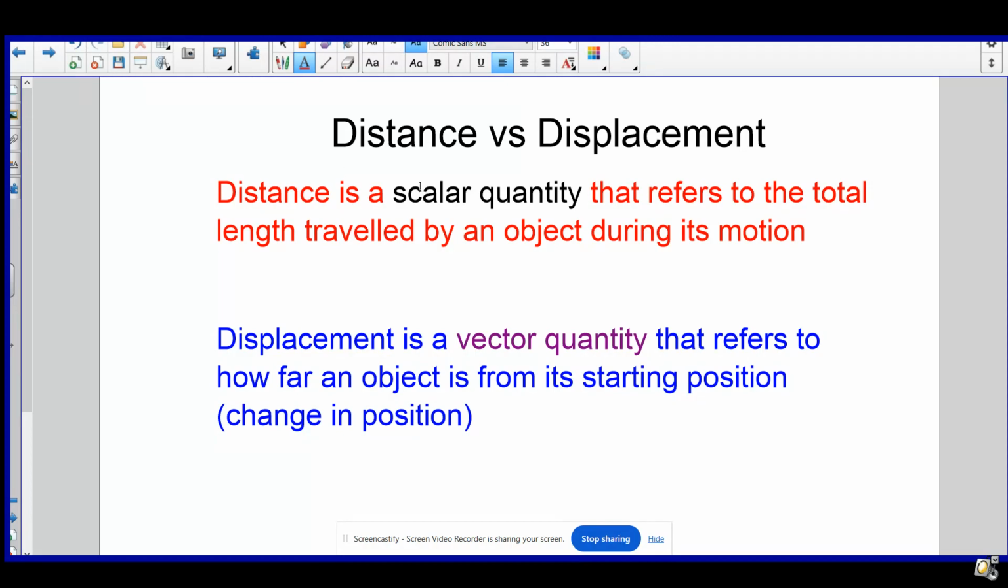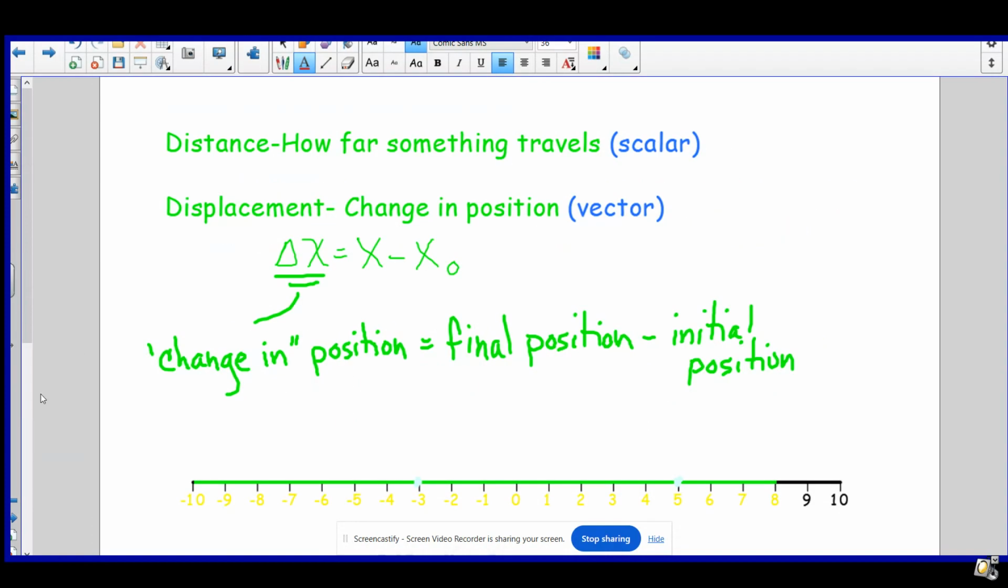So distance is a scalar quantity. We don't care about the direction. We're just counting up every step, the total length traveled. And displacement, because we're including the direction, we're just going to look at the difference between the starting and ending position. Okay? So an equation, very simply, to write displacement, that little triangle there, triangle x or delta x, is just the final position minus the initial position.